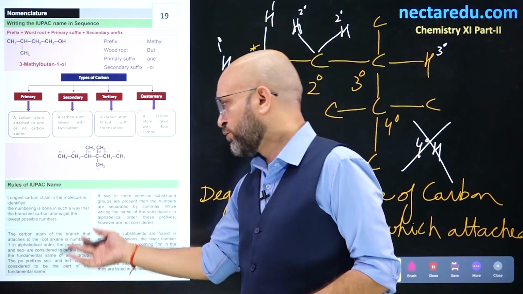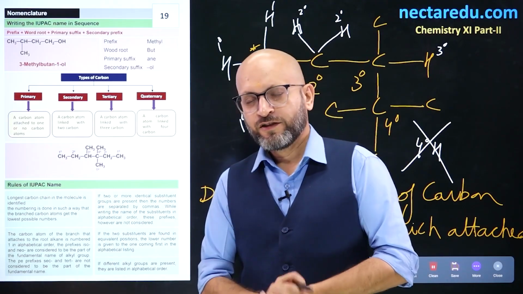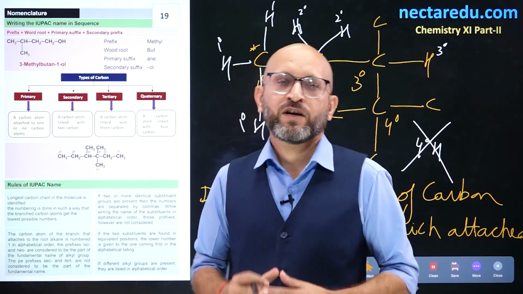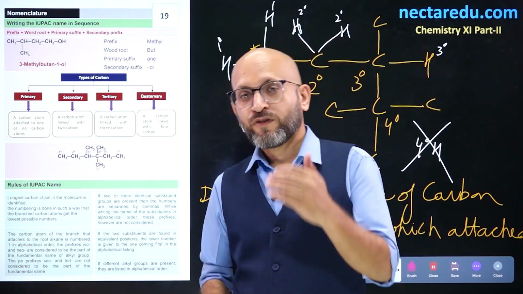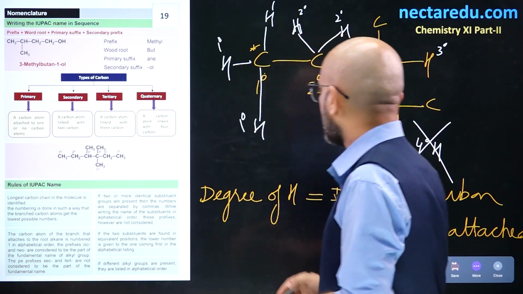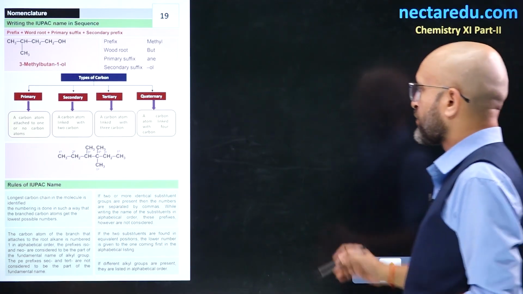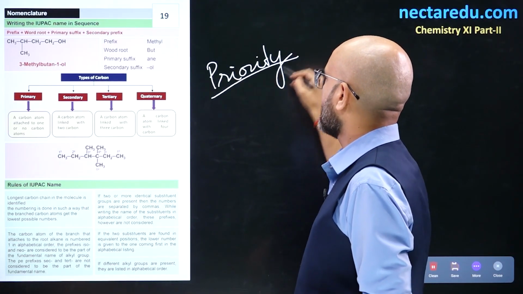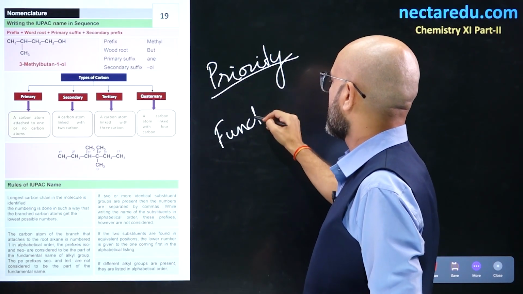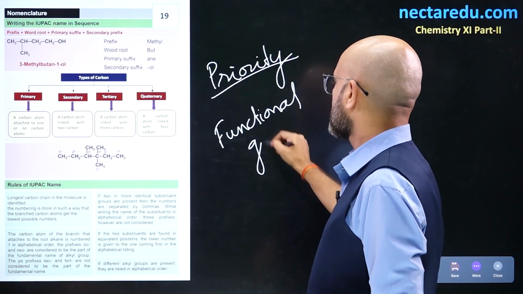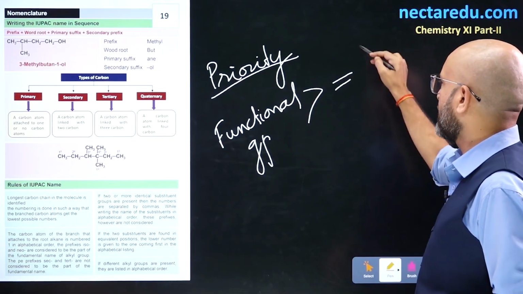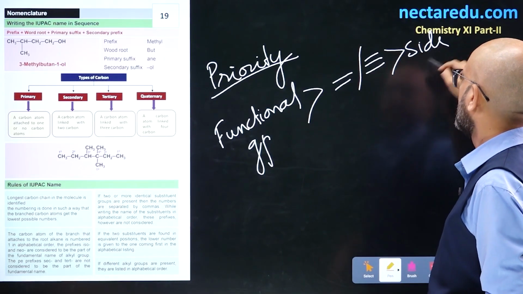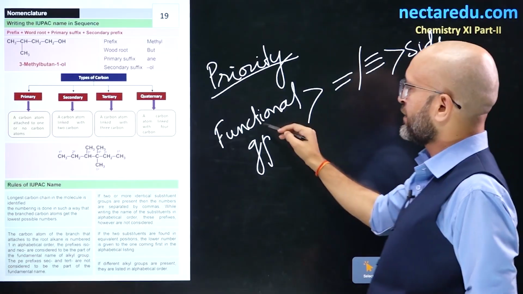Now we have a few rules here. As you know, the longest carbon chain is selected as the main chain. Then what is the next step? You have to number the chain. While numbering the chain, just remember the priority order. What is the priority in numbering? Functional group has the priority, so the functional group is given the smallest number. Next come double and triple bonds. Next come side chains.